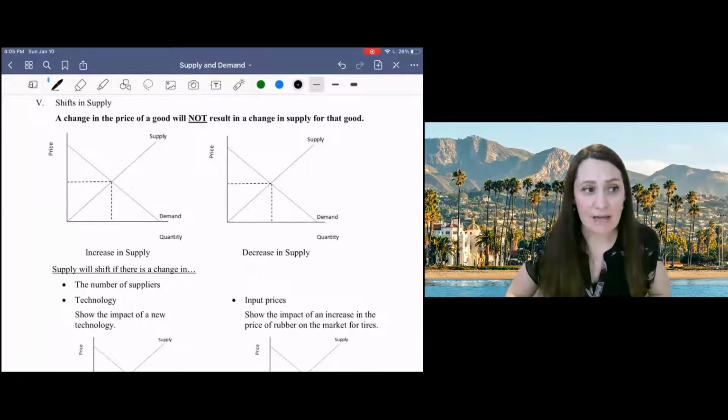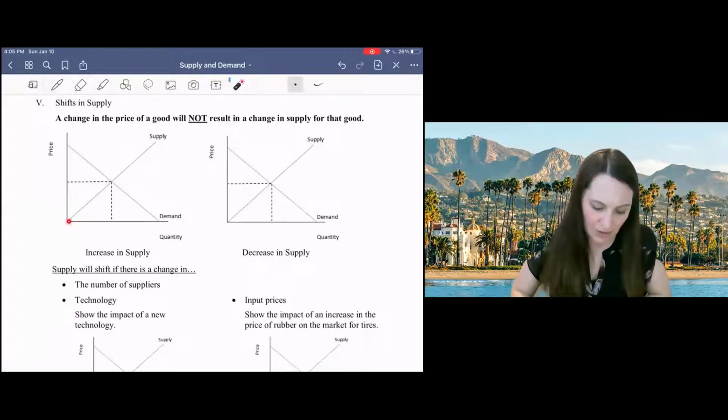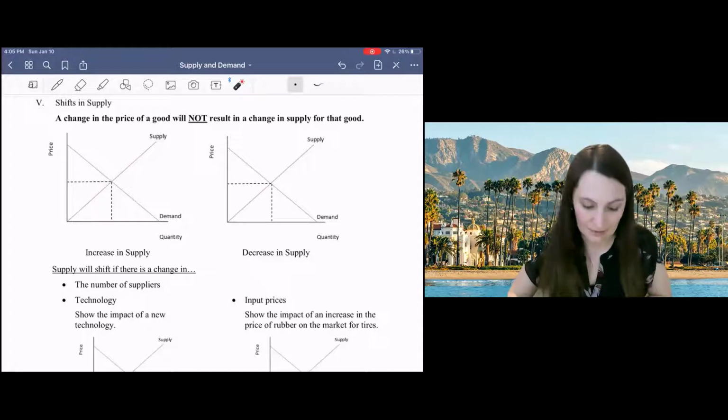Just like with demand, changes in price will not shift the supply curve. Remember that supply explains the relationship between price and quantity. So an increase in price just means a movement along the supply curve, not a change in supply.